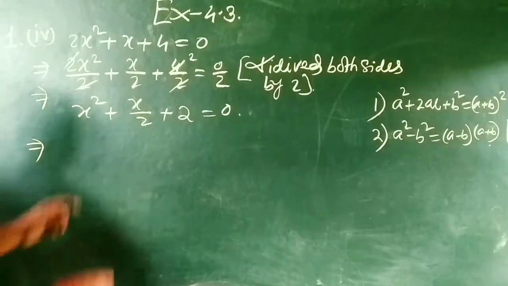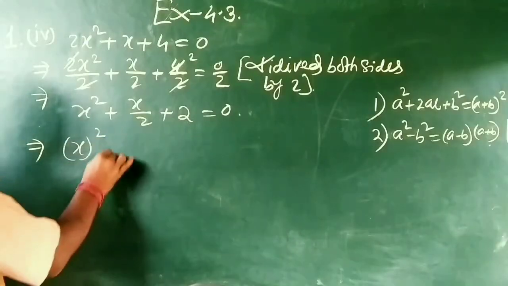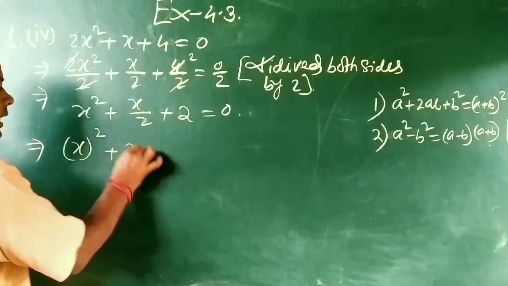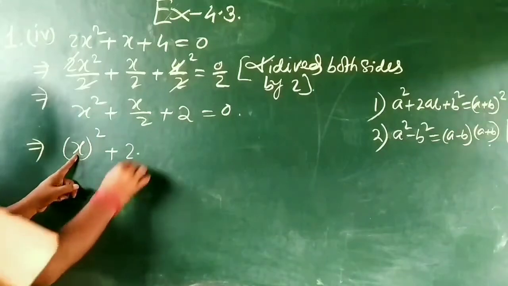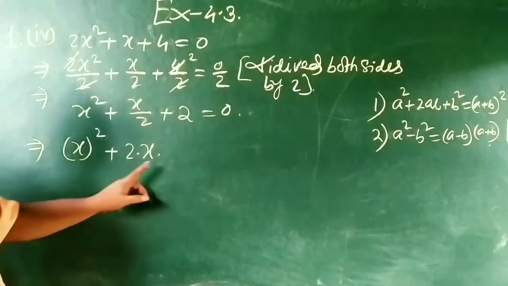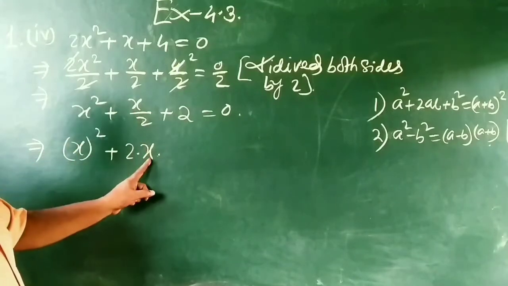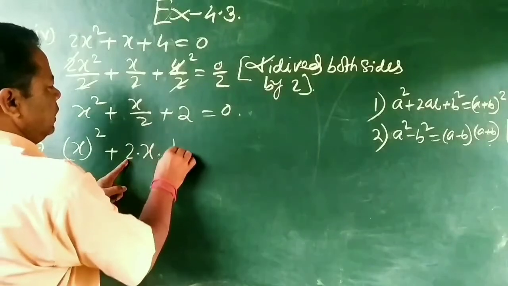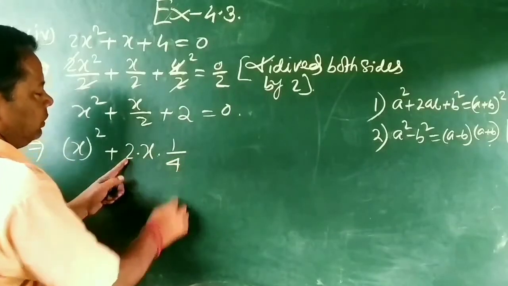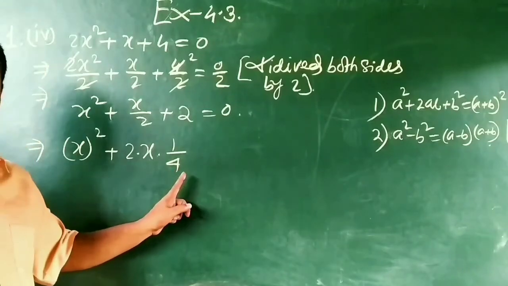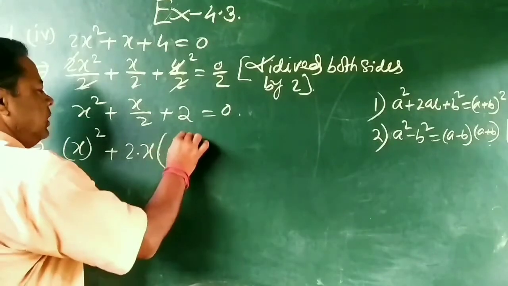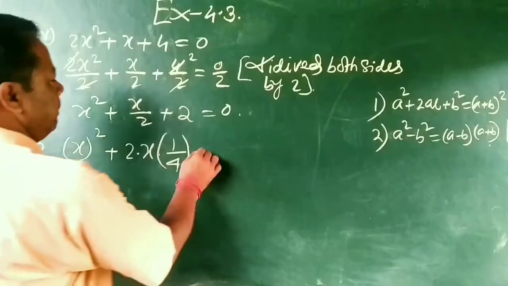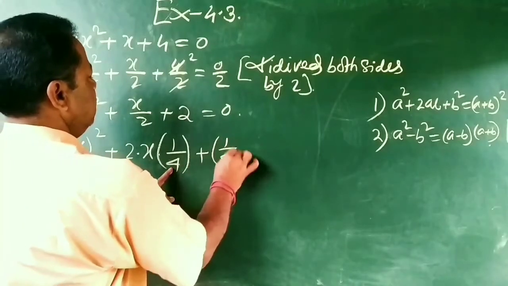Then we apply the first formula: a square plus 2 into a into b plus b square. Here the a term is x. What will be the b term? Here we have x by 2. The x term we already have. Now by 2, then 2 is 4, then 1 by 2. If we cancel 2 and 4, 2 will remain in the denominator. That is why the b term is 1 by 4. Then a square plus 2ab plus b square, where b square is 1 by 4 whole square.